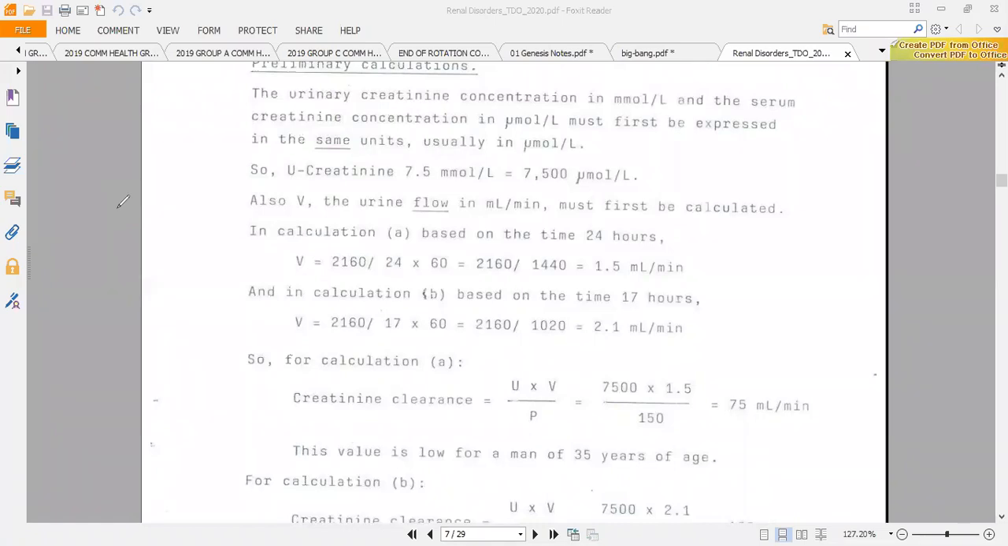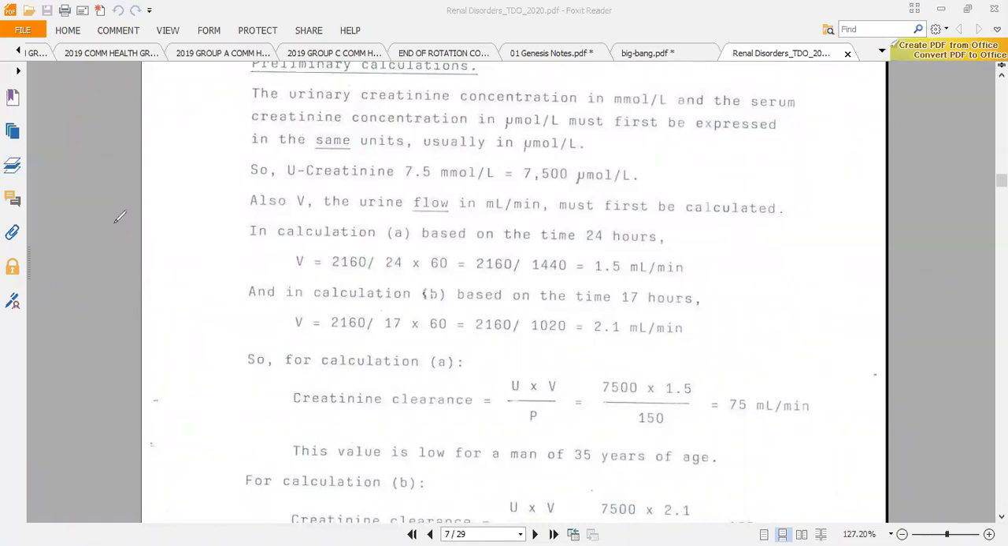So we were talking about how to calculate the clearance, okay? And I'm saying that the calculation of the clearance is giving us an idea of the glomerular filtration rate, and that is a measure of how well the glomerulus is functioning. So that's the reason why we are going through all these things. So now let me go over it again.